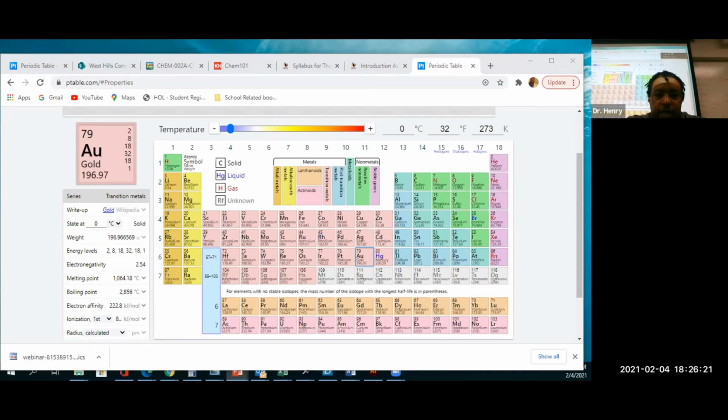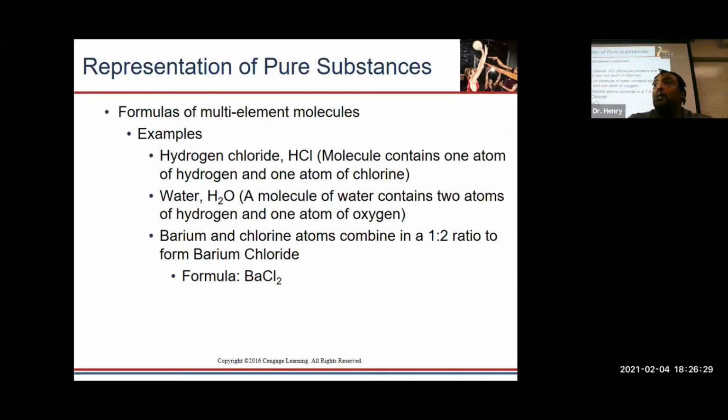Okay, so let's go back to chemicals. When we're talking about compounds, like for instance, we have hydrogen chloride, HCl. HCl has 1 hydrogen and 1 chlorine. The ratio of HCl is always going to be 1 to 1. Water, H2O, is 2 hydrogens to 1 oxygen. It's always going to be 2 hydrogens to 1 oxygen, right?